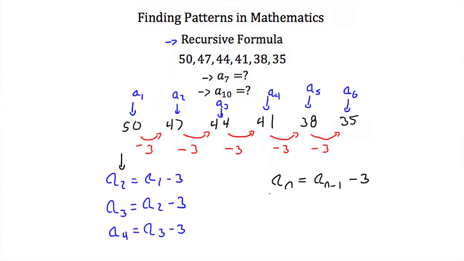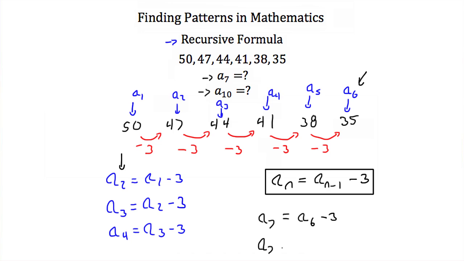So this is our recursive formula for this sequence. Next, we want to find our 7th term. Well, okay, we're looking for A7. And that means that that's going to be equal to the term before it, so A6 minus 3. Do we know A6? Well, we do. It's 35. So A7 is going to be equal to 35 minus 3. So A7 then is equal to 32.